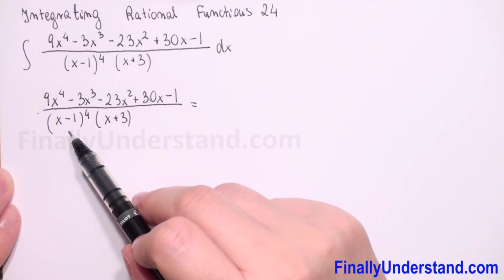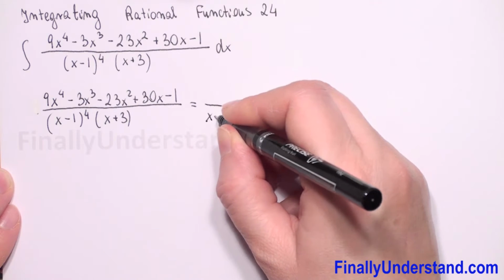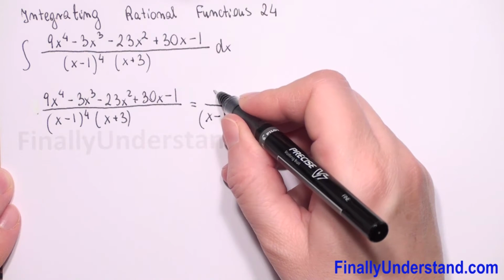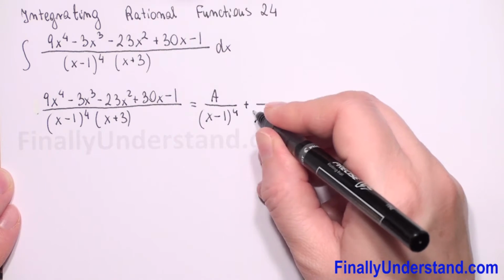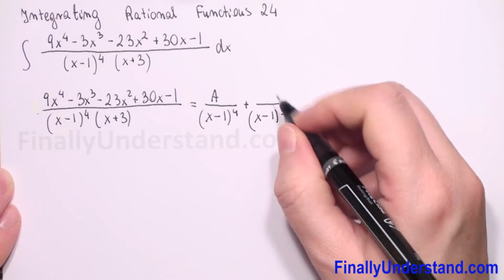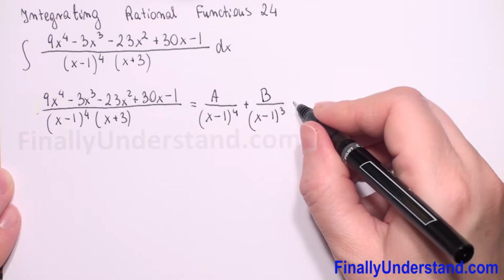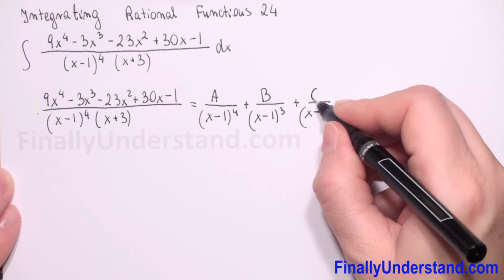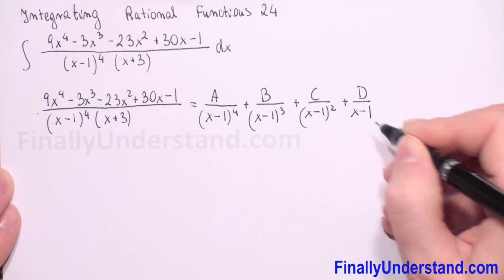Because we have repeated linear factor x minus 1, we need to put first x minus 1 to 4th power. Because x is in first power, we have in numerator only A, plus, now will be x minus 1 to 3rd power, 1 less, because we had 4 and now is 3rd power, and x is still in first power, so we have only B, plus, next will be x minus 1 to 2nd power, C, plus, we will have D over x minus 1.